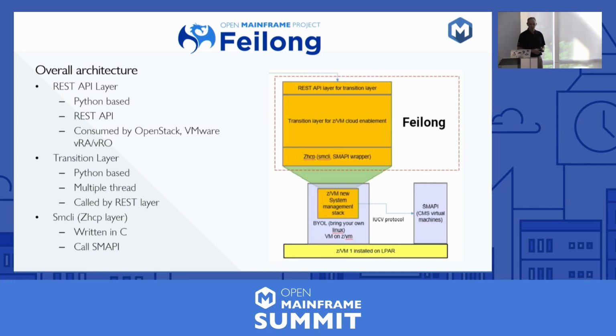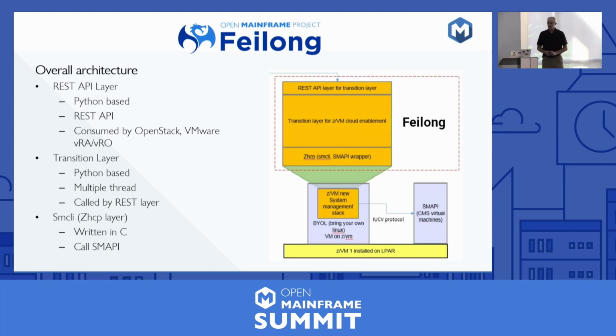So this transition layer, again, is Python-based. So the upper 2 layers, easy to read, easy to write, easy to debug because it's Python. It's multi-thread aware. It's called by the RESTful API layer, the REST layer that's above. And it does basically the heavy lifting of making sure that whatever the request is, it knows what that request is, how to take care of the request. Once it understands all of that and has validated it, it passes it to the lower layer.